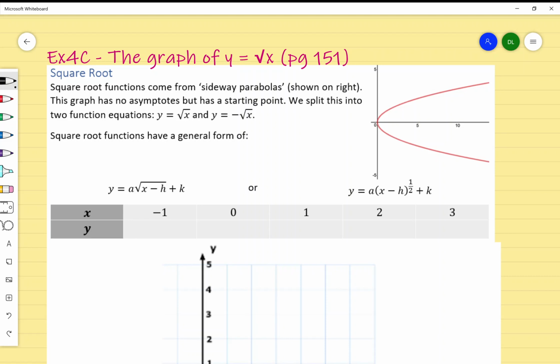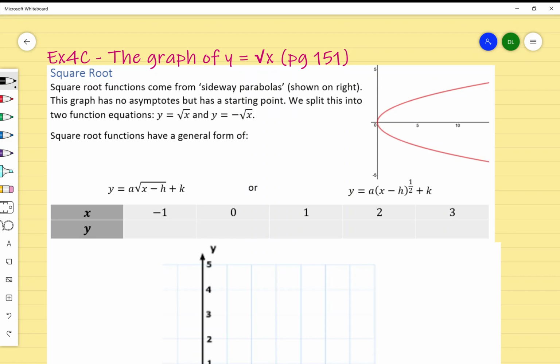If we have the square root of 1, that makes sense. Square root of 0, that makes sense. But I can't have the square root of negative 1, because I can't square a number in order to get a negative number, at least not a real number.